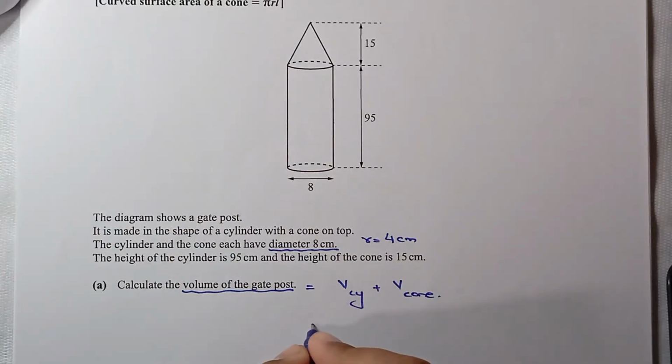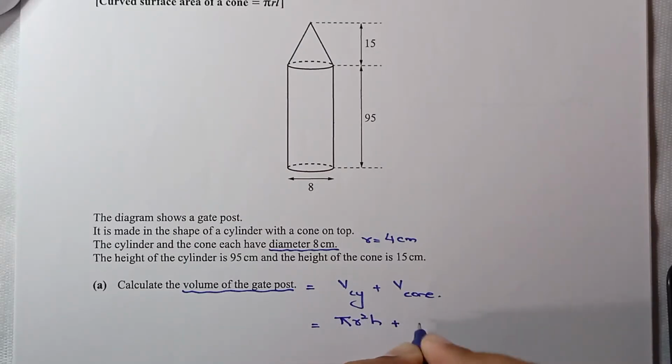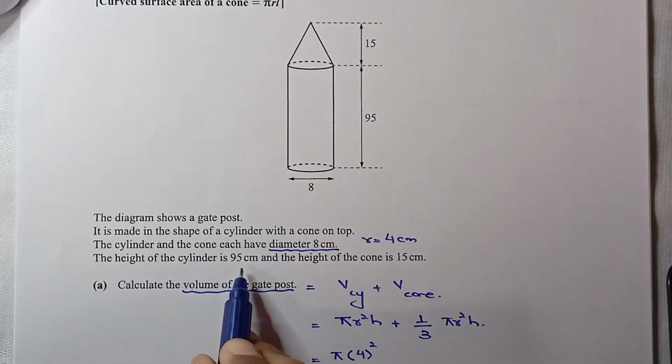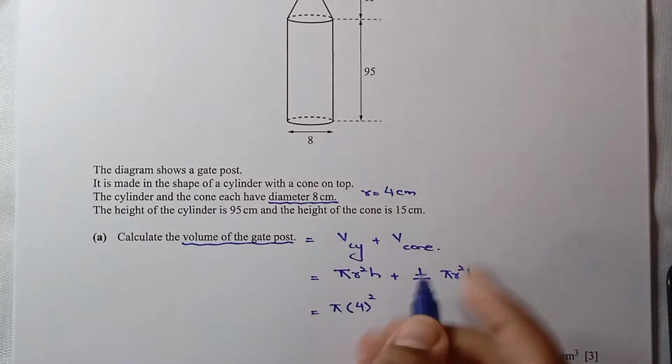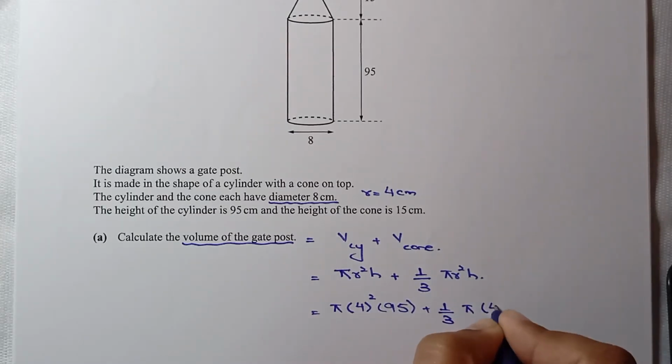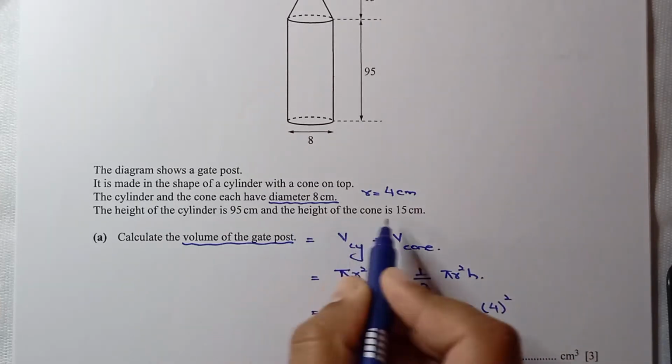The formula for the volume of a cylinder is pi r squared h, and the volume of a cone, given to us, is 1 by 3 pi r squared h. The radius for both of them is the same, that is 4, so we have 4 squared. For the cylinder, the height is 95, so put 95, plus 1 by 3 pi, the radius is the same, 4 squared. The height of the cone is 15.